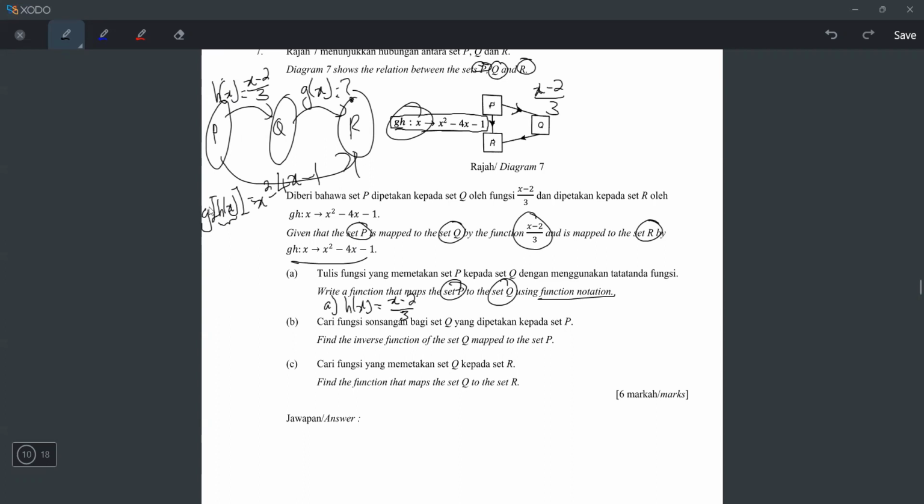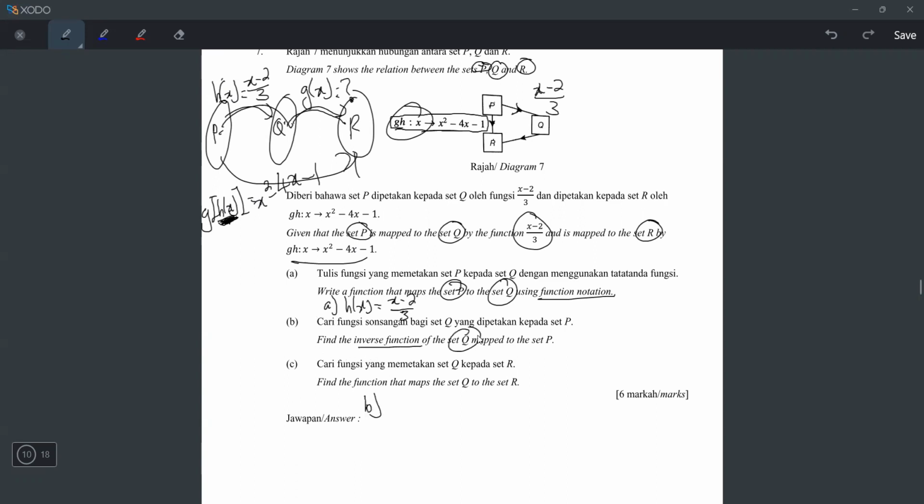Because this composite function, from P to R, I have to cross Q first, and then only to R. And P to Q should be the function inside, the dalam one. Because you do the inside first, always. Okay, let's go to B.